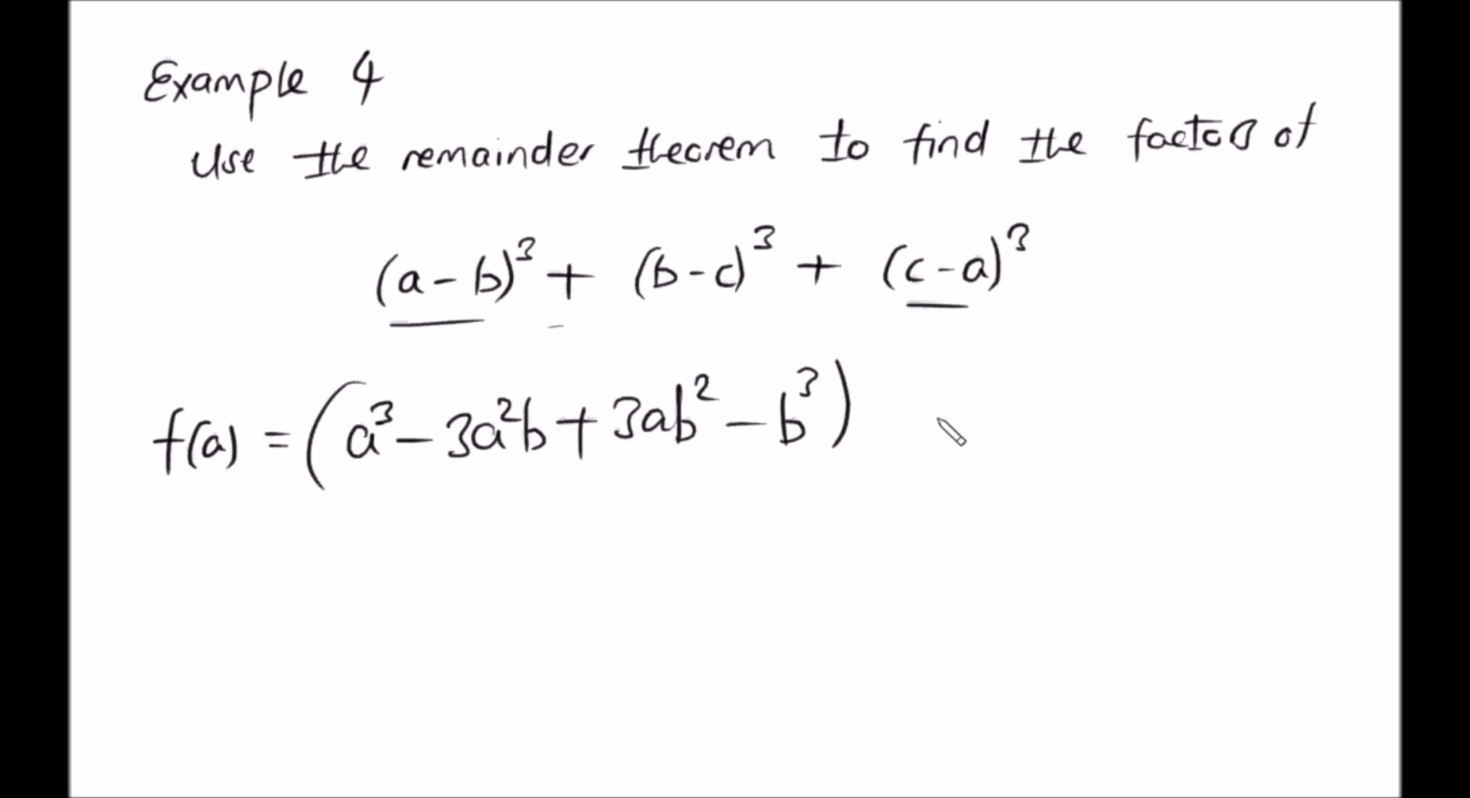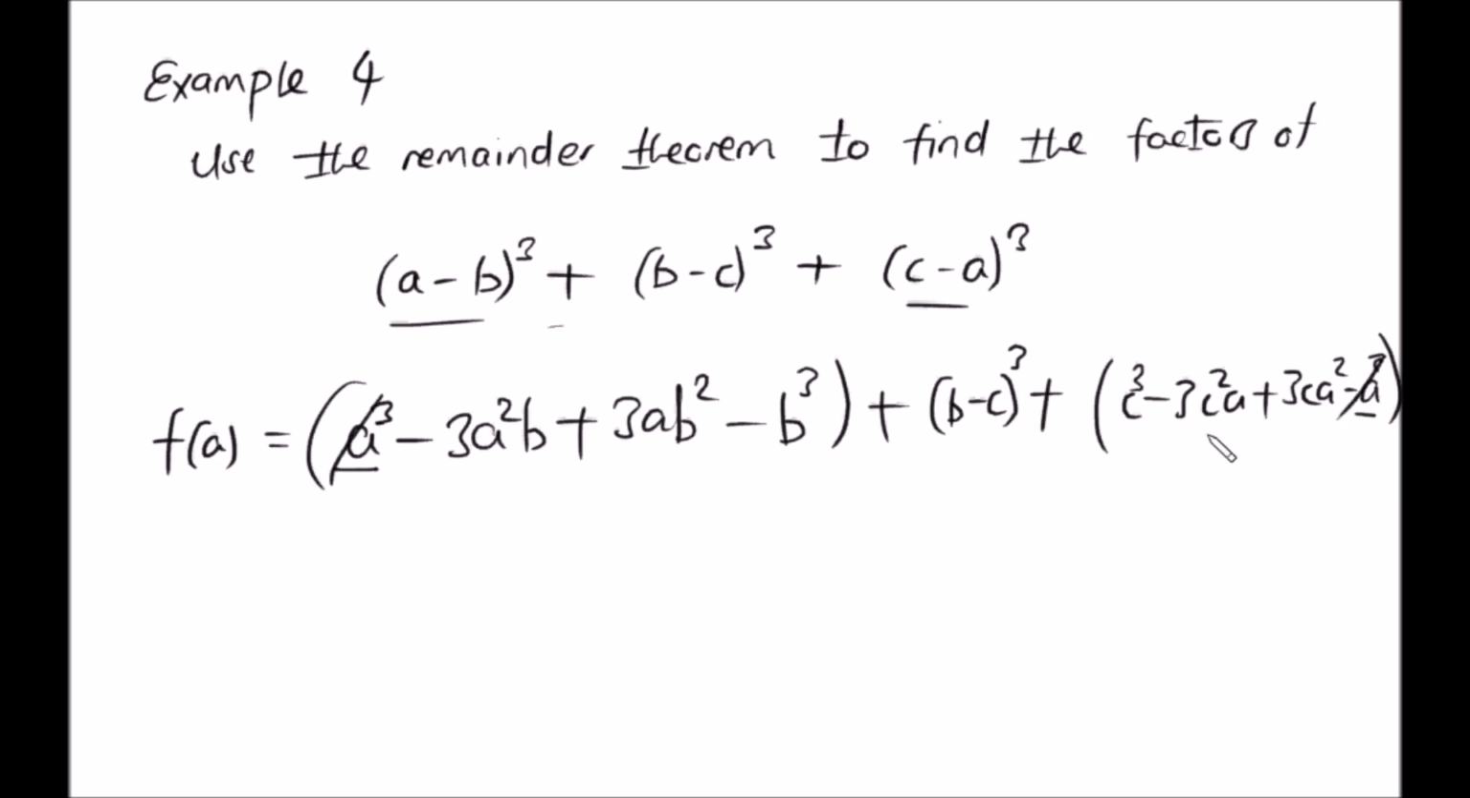So huyu sikumexpand kwa sababu hana a, kwa hiyo nikamwacha hivyo hivyo b minus c cube. Nikamexpand huyu wa mwisho atakuwa ni c cube minus 3c squared a plus 3ca squared minus a cube. So maana hapa kuna a cube afu hapa kuna minus a cube. Kwa hiyo a cube minus a cube ni 0.